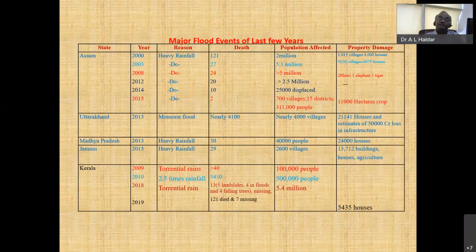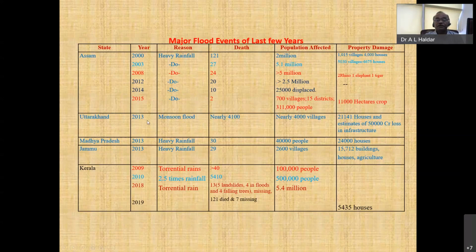If you see the gist of the floods year by year, the major floods have been tabulated for Assam in 2000 and 2003. You can see the reasons, mostly heavy rainfall, and casualties. In 2000, 121 people were reported dead, and in 2015 it was obviously less. How much of the population is affected is there, along with property values.